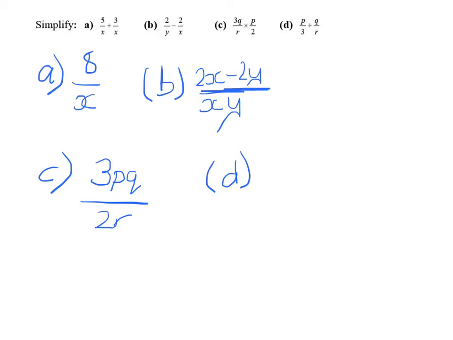Now I'm dividing. The easiest way to divide is to flip the second fraction and multiply. pr over 3q.